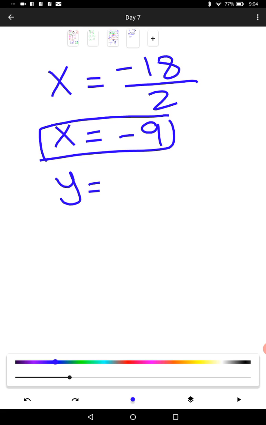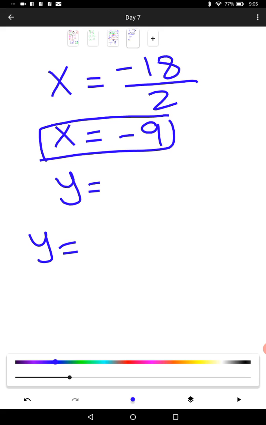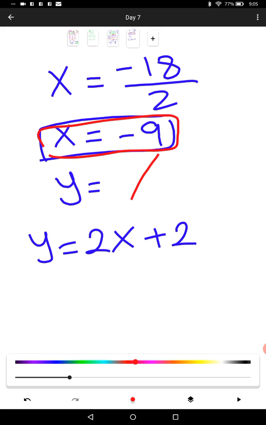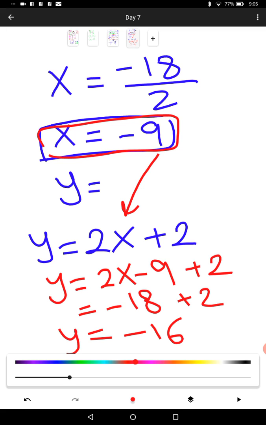How can we find the value of y? Let's go back and see one of these two equations. The first one I see is like a simple one. Y equals 2x plus 2, so I will use the first one. And we know that x equals negative 9, so I will use this and put it here. Y equals 2 times negative 9 plus 2. 2 times negative 9, negative 18, plus 2. That means y equals negative 16, and this is the value of y.